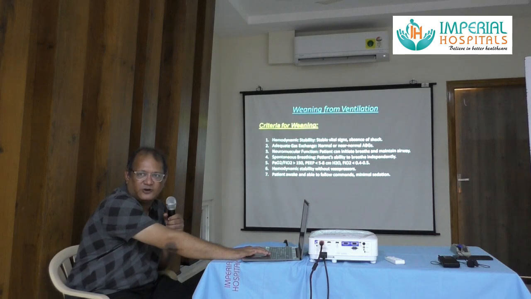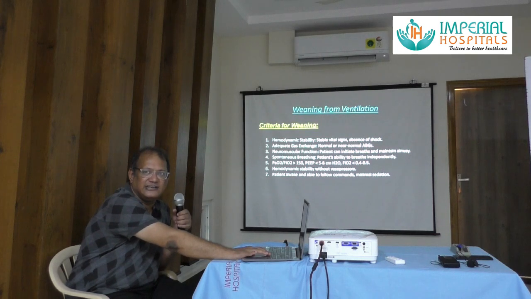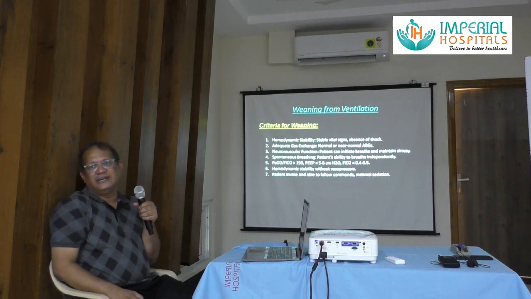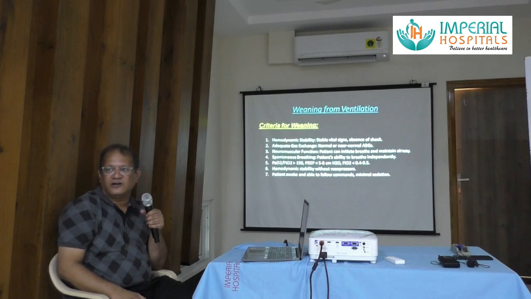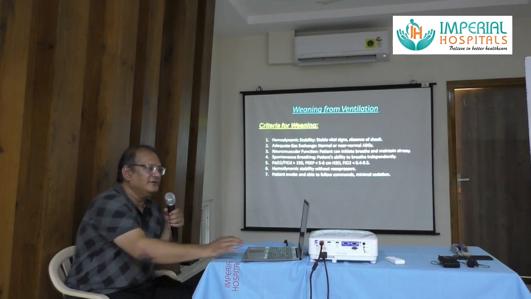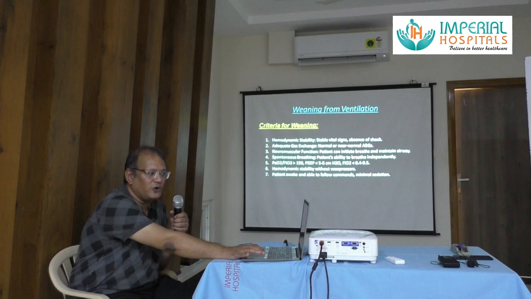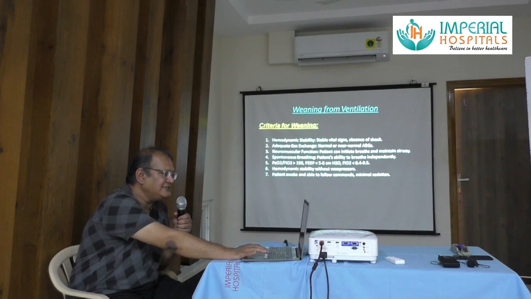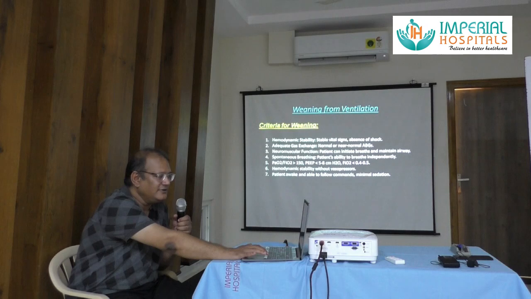Now you want to wean the patient off the ventilator. So what are the criteria for weaning? One is hemodynamic stability. The patient should have stable vital signs without any inotropic support, right? A patient maintaining blood pressure with inotropic support is not a candidate for weaning. Adequate gas exchange, so normal or near normal ABGs. Neuromuscular function, the patient can initiate breaths and maintain the airway.